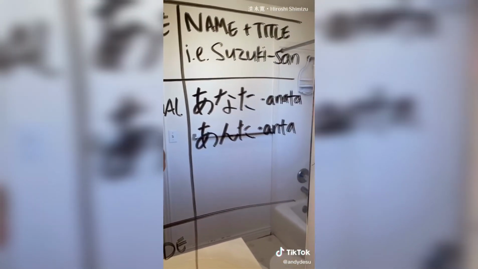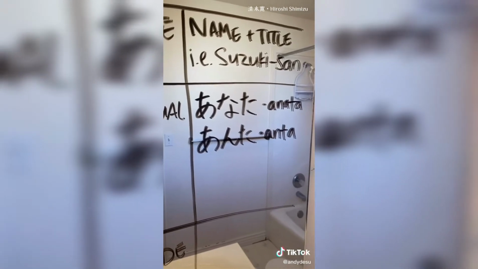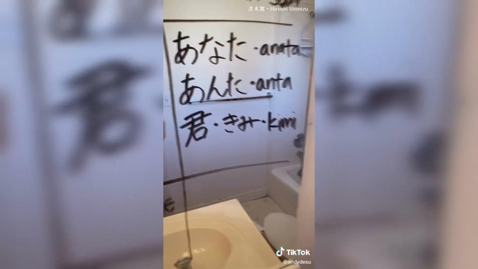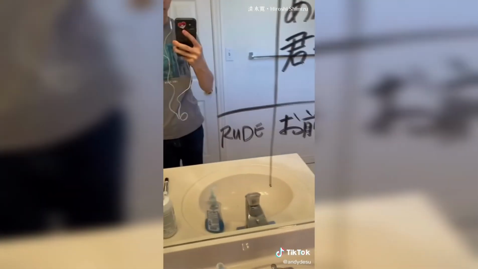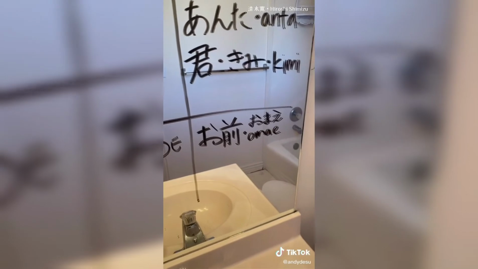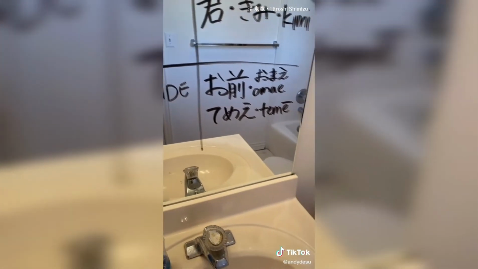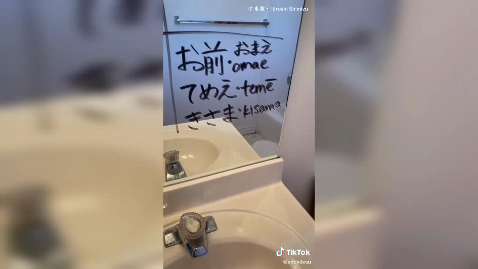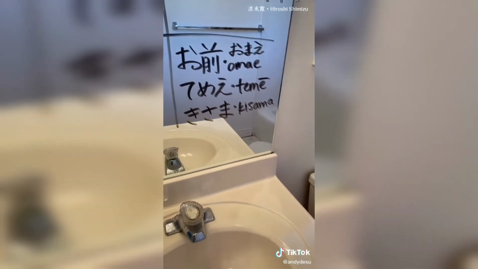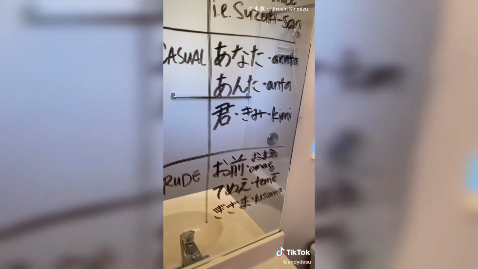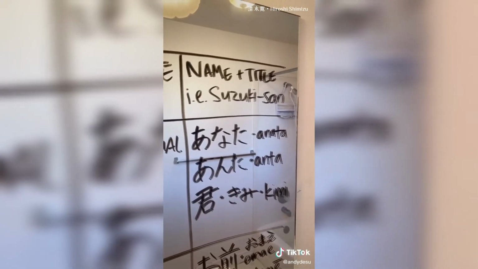A casual way of referring to someone is anata, or even more casual than anata is anta. Kimi is also a casual way to say you. Omae is a rude way to say you, but some people use this in casual context as well. Teme is just flat out a rude and disrespectful way to refer to someone. And lastly, kisama is just a really offensive way to say you. From my experience, you might hear a lot of these versions of you in TV shows or anime, but in normal conversation, we mostly just refer to people by their names.